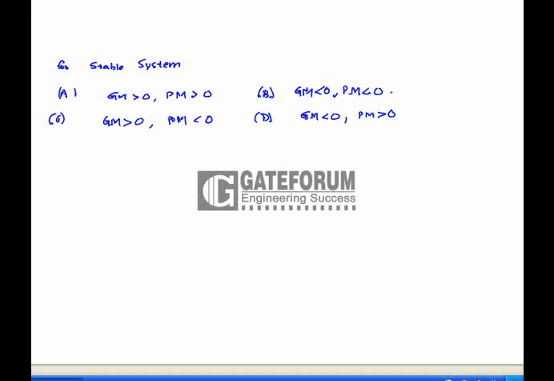For a stable system, what about the gain margin and the phase margin? We have to say whether both are positive, or one of them is positive and the other is negative, or both of them have to be negative. For a stable system, the gain margin as well as the phase margin must be positive. So option A is correct.